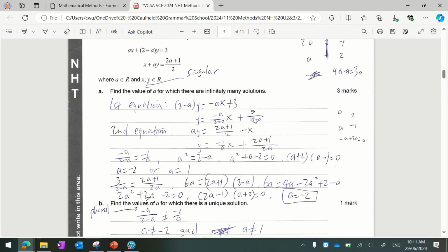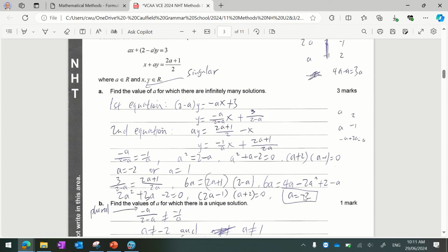Second thing I need to do is make the y-intercept also the same, because everything about the two lines has to be the same. So 3 over minus a has to be equal to 2a plus 1 over 2a, which is over here. That's again a quadratic. Use the cross method again.